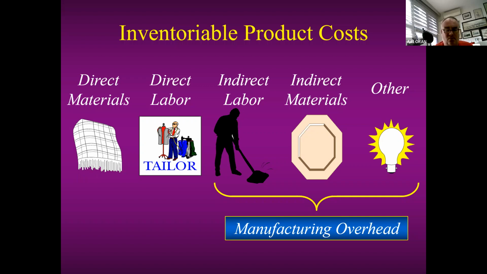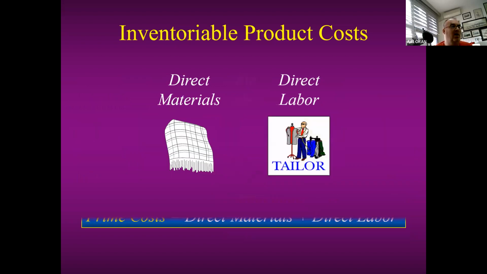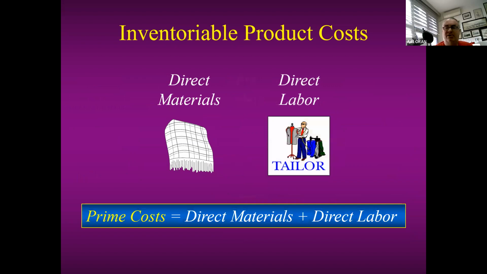So there's a number of ways to break these up. Another way is what we call prime costs. So these are the things that go directly into that product. So the direct materials and the direct labor are referred to as prime costs.